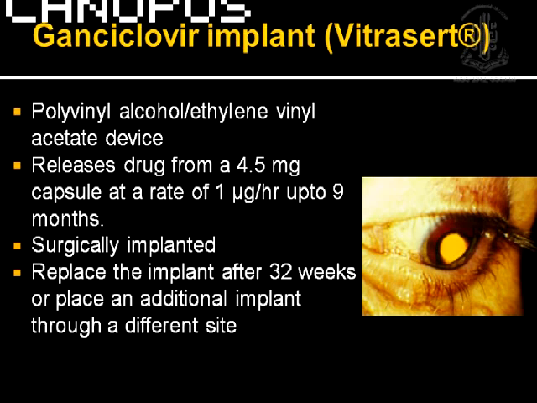What is the other choice? You have the ganciclovir implant. This is a polyvinyl alcohol and ethylene vinyl acetate device. It releases the drug from a 4.5 milligram capsule at the rate of 1 microgram per hour. This is effective for about 9 months. It has to be surgically implanted. Once the effect of the drug is gone, you need to replace it after about 32 weeks, or you can place an additional implant through another different site in the pars plana.